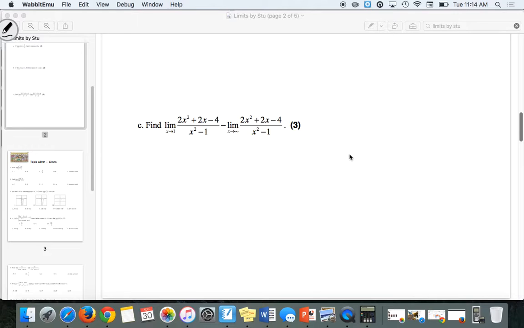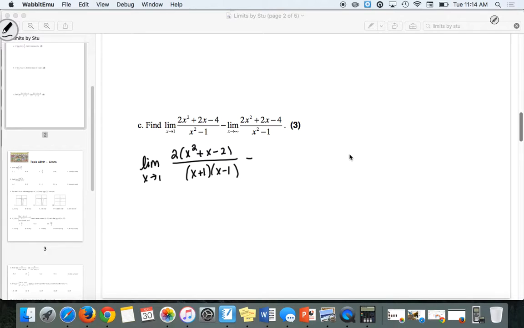So these are, one of them's a horizontal asymptote one, one is a factoring, seeing if there's a hole. So he says find the limit as x goes to 1. So let's try to factor. So in the numerator, I can pull out a 2. So I have x squared plus x minus 2 all over denominator x plus 1, x minus 1.